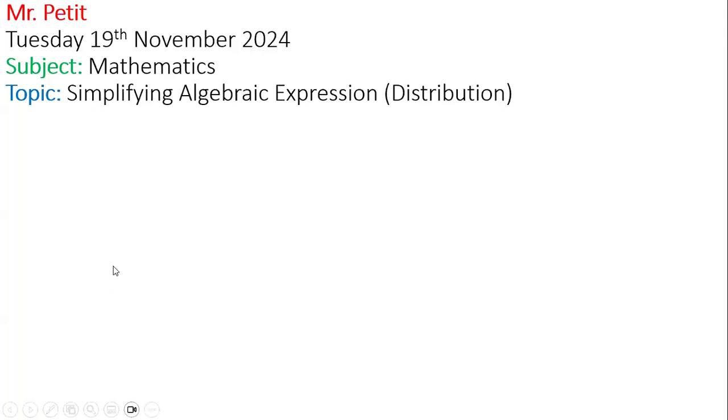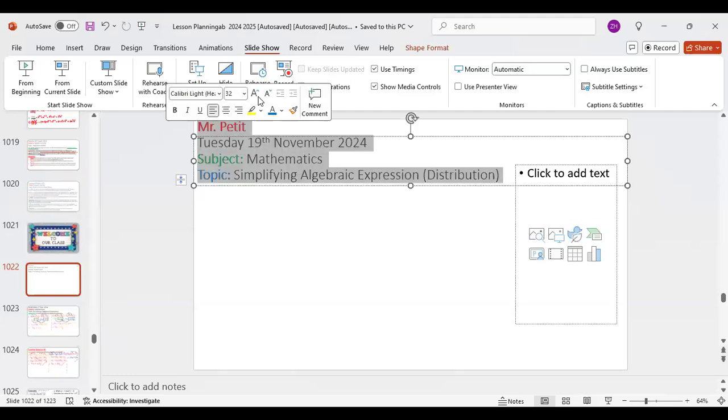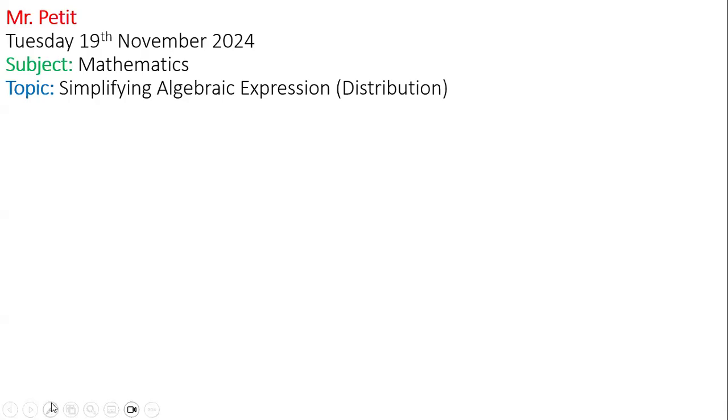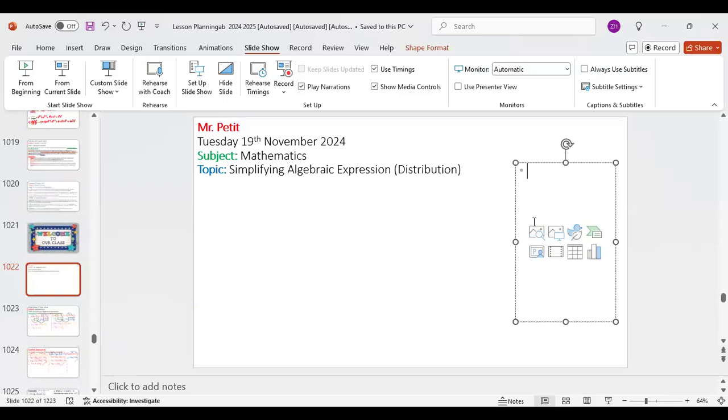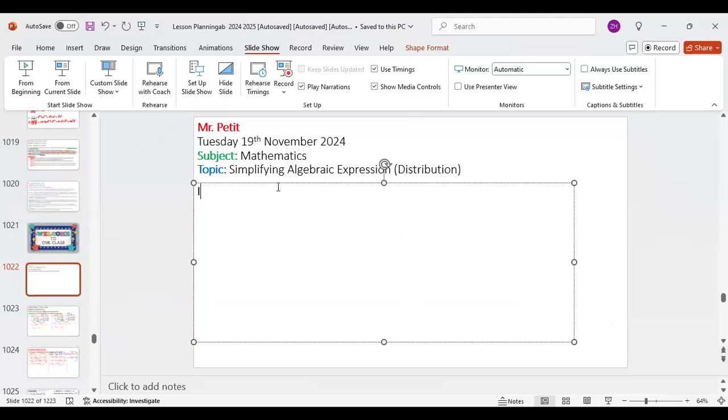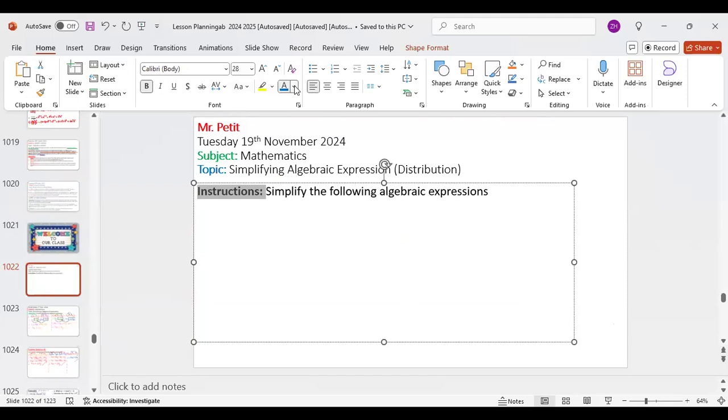Let's begin. Let me make this smaller. So again, our goal is to simplify. Let me write the instructions. The instructions are, we want to simplify the following algebraic expressions. That's what our goal is. Simplifying the following algebraic expressions. And so let's begin.